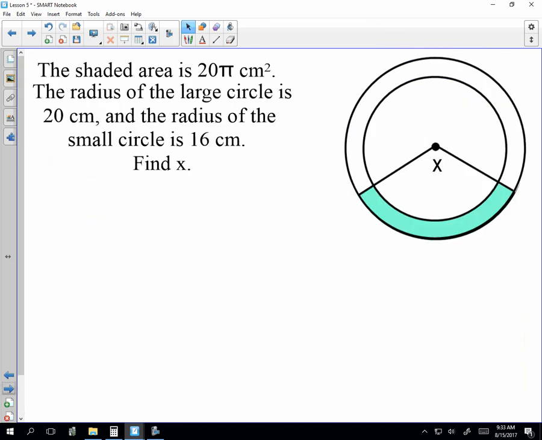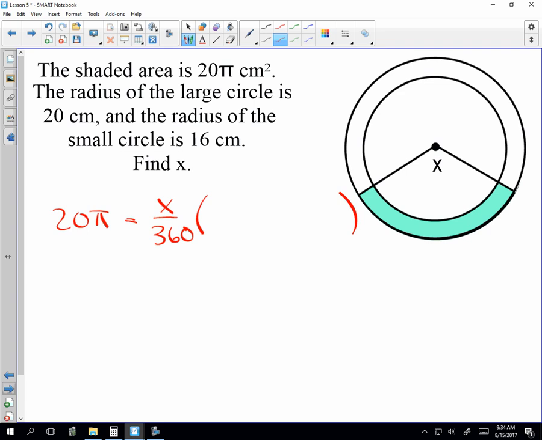Okay, so I was not completely truthful. One more problem. So now we're working with the sector. What we're trying to do, we have the shaded region area again, 20 pi. What we need to know is x. So we've got an x out of 360. That's the proportion of the sector that we're looking for. And remember, big circle minus little circle. 20 squared pi minus 16 squared pi, and we're just wanting to work our way through doing the solving.